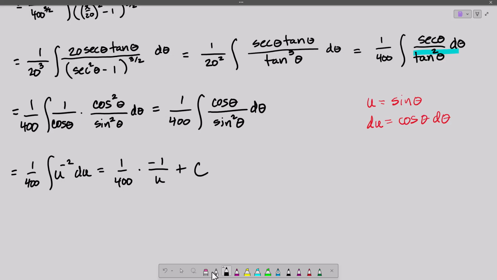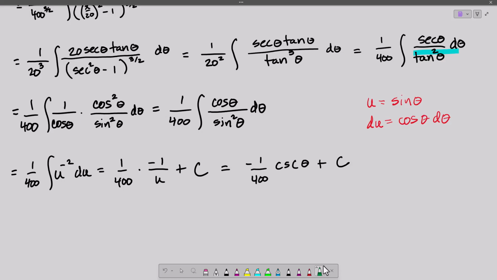And now we just need to go back to our original variable. And what we're noticing here is that we can replace u with sine of theta. So we have negative 1 over 400 multiplied by 1 over sine of theta, which is cosecant of theta, plus c. And now we have to go back to our original variable, which is x.